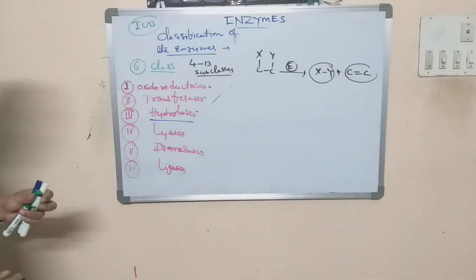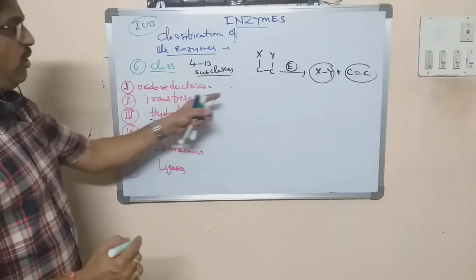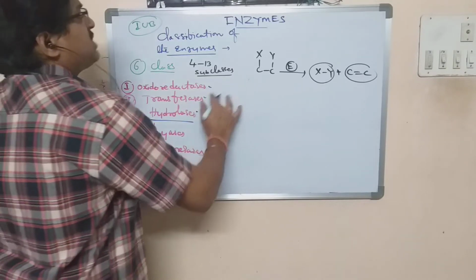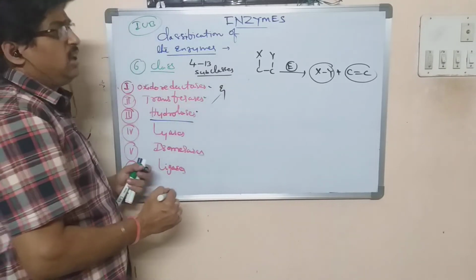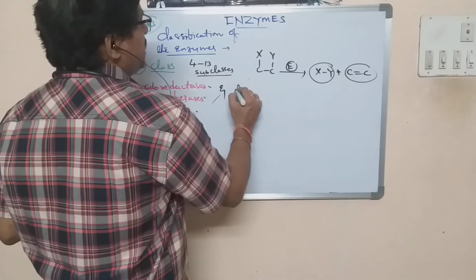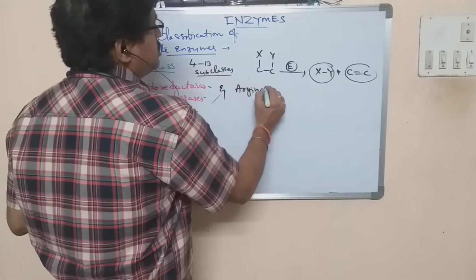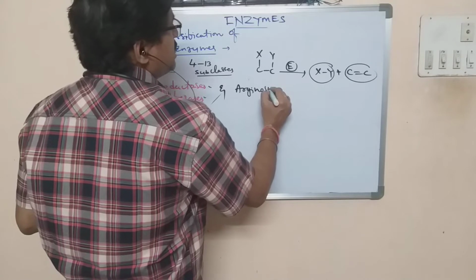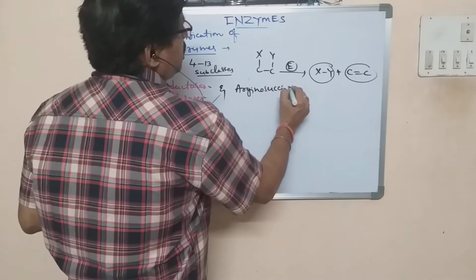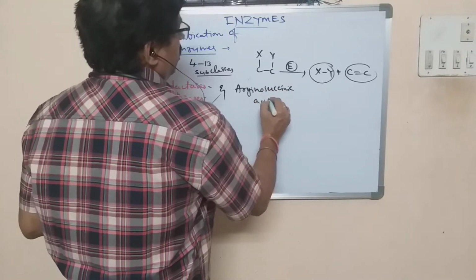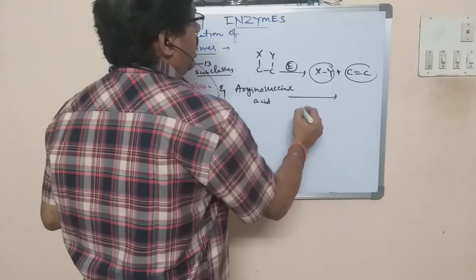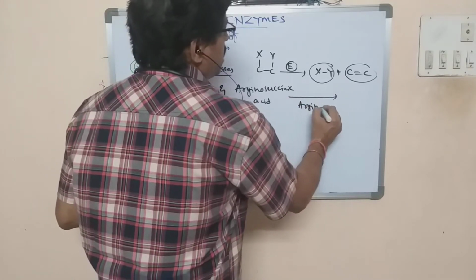They are going to break in this case. For example, you can take one enzyme called arginosuccinase. Arginosuccinic acid here, in the presence of the enzyme called arginosuccinase.